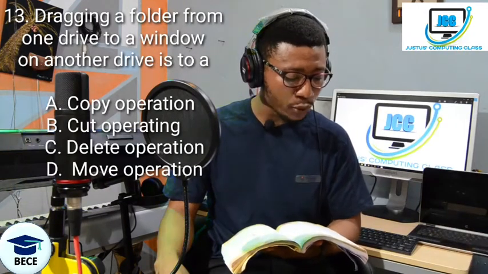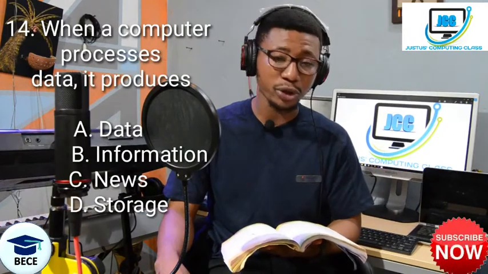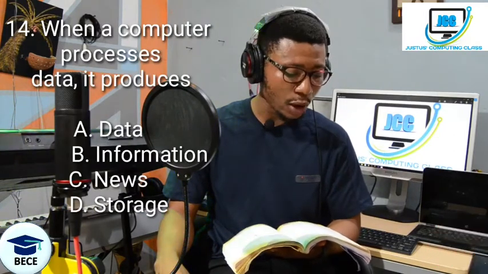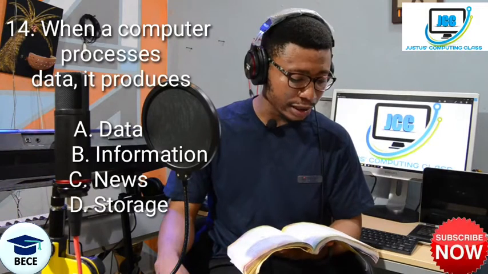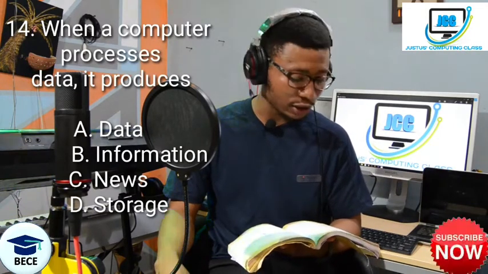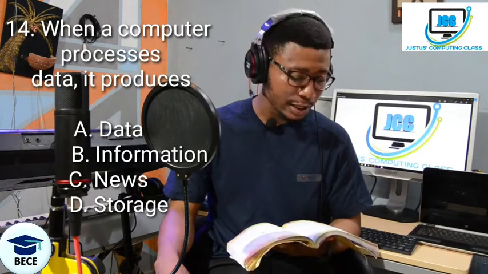When a computer processes data, it produces A. Data, B. Information, C. News, then D. Storage.